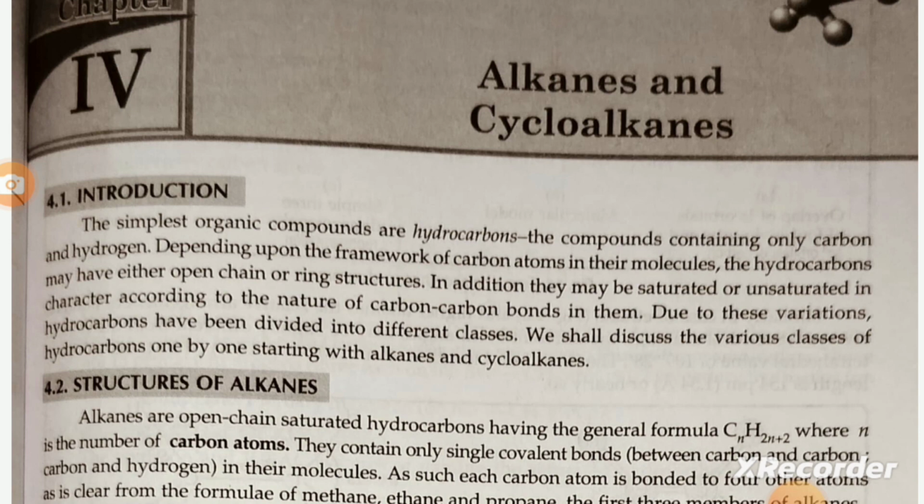Depending upon the framework of carbon atoms in their molecules, the hydrocarbons may have either open chain or ring structure. In addition, they may be saturated or unsaturated in character according to the nature of carbon-carbon bonds in them. Due to these variations, hydrocarbons have been divided into different classes. We shall discuss the various classes of hydrocarbons one by one, starting with alkanes and cycloalkanes.